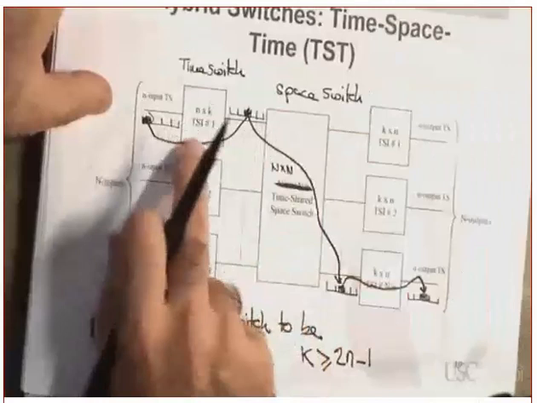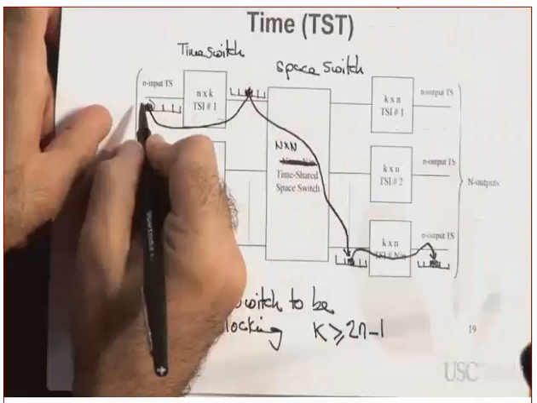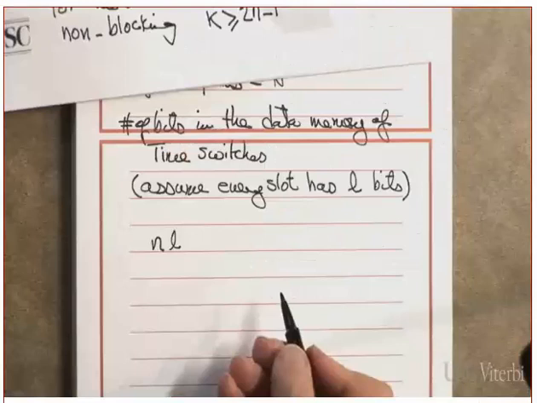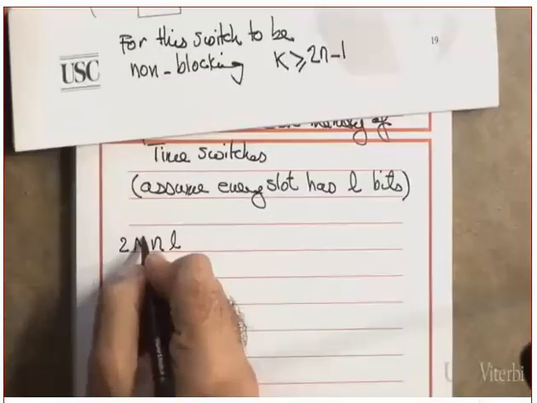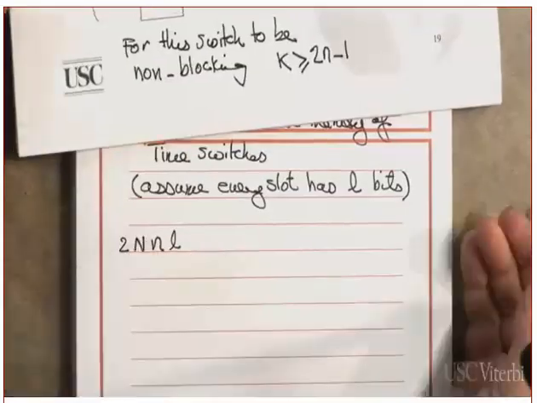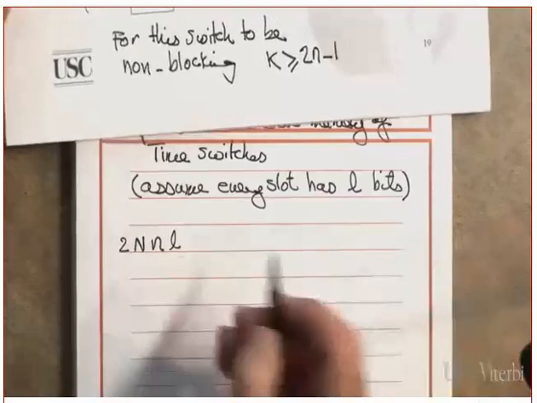How many inputs do we have? N. Yes? The control memory is going to point to a certain location. How many addresses do we need? Log what? Which N? Small n. Capital N. Did you get this or not? You are not getting this.